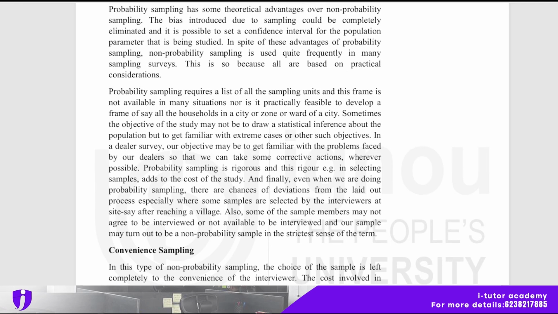Probability sampling requires a list of all the sampling units, and this frame is not available in many situations, nor is it practically feasible to develop a frame of, say, all the households in a city or zone or ward of a city. Sometimes the objective of the study may not be to draw a statistical inference about the population but to get familiar with the extreme cases or other such objectives.